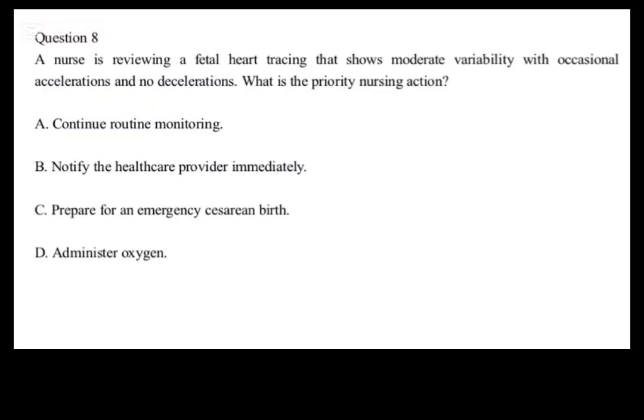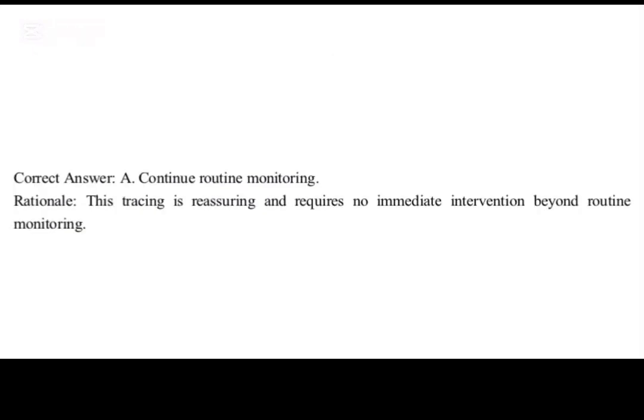Question 8. A nurse is reviewing a fetal heart tracing that shows moderate variability with occasional accelerations and no decelerations. What is the priority nursing action? A. Continue routine monitoring. B. Notify the healthcare provider immediately. C. Prepare for an emergency cesarean birth. D. Administer oxygen. Correct answer, A. Continue routine monitoring. Rationale: this tracing is reassuring and requires no immediate intervention beyond routine monitoring.